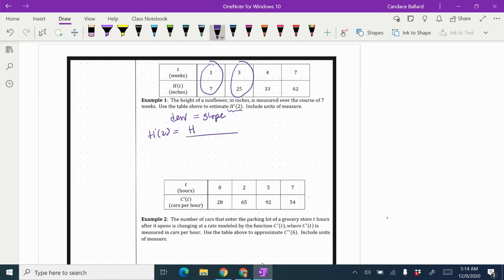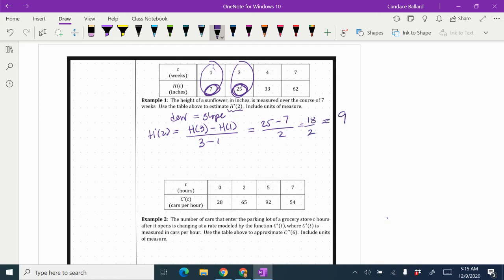I need to find h of 3, meaning the y value at 3, minus h of 1, the y value at 1, all over the x value, which is 3 minus 1. Well, my y value at 3 is 25. My y value at 1 is 7. All over 3 minus 1 is 2. And then 25 minus 7 is 18 over 2, which equals 9.